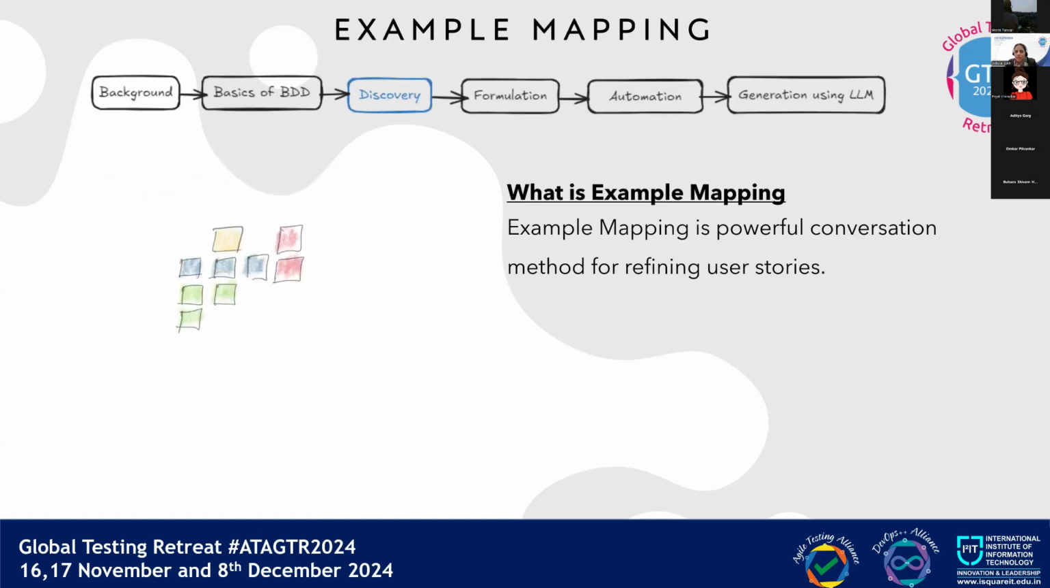Let's get started with discovery. Discovery is well achieved with the help of the example mapping process. Example mapping helps you understand the user story better because it provides a playground for having these structured discussions. Matt Wynne invented this practice, and he called it a very low-tech and very powerful method that helps you converse over a user story.